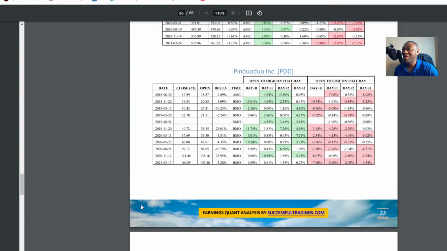Okay. I'm not sure why I didn't get a price for August 21st, 2019, but hey, DMH. I don't know what that means. I'm going to ask my helper about that. If he's watching this show, please, sir, let me know what DMH stands for. BMO stands for before market open. AMC is after market close. Maybe it was a Sunday, because then it's showing me a day 1. Okay, they may have reported on a Sunday. DMH, well, in another language that could stand for Sunday.